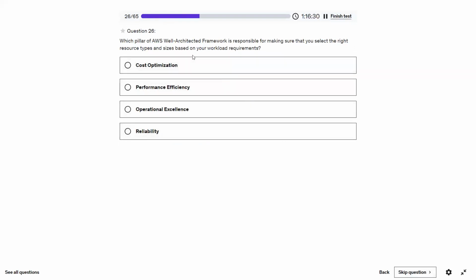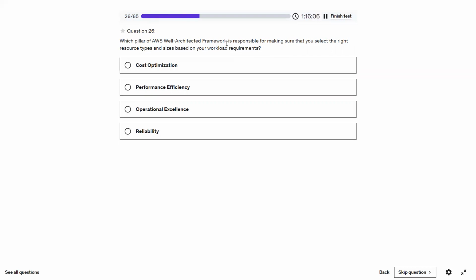Which pillar of the AWS Well-Architected Framework is responsible for making sure that you select the right resource type and size based on your workload requirement? Let's suppose there is a heavy workload, like on your PC, you are running so many applications and the configuration is not correct, like maybe you have only 1 GB RAM, then your performance will be reduced.